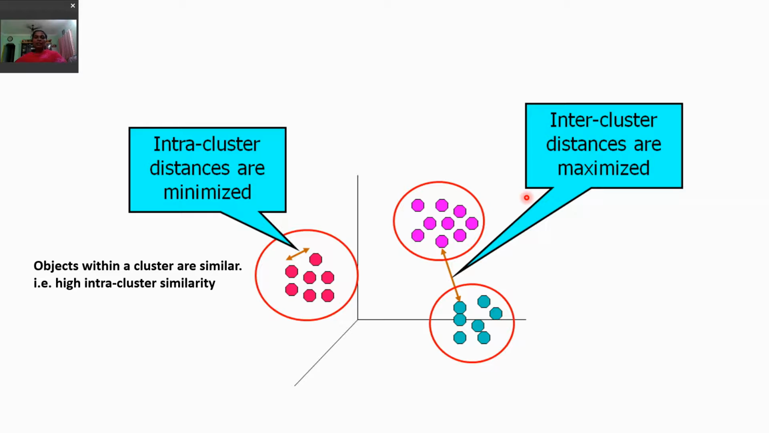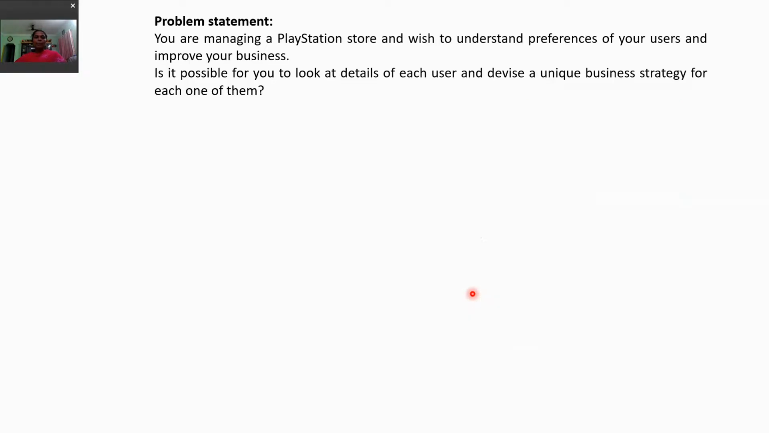But when considering inter-cluster, the objects in different clusters are different. So the inter-cluster similarity is less. So the distance between the inter-clusters is maximized.